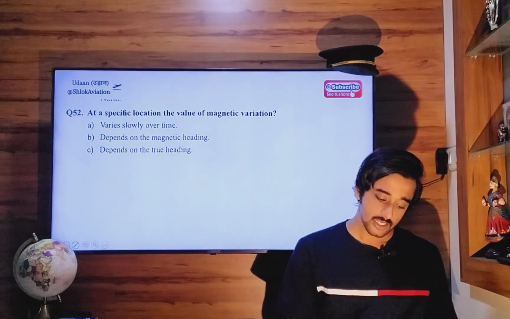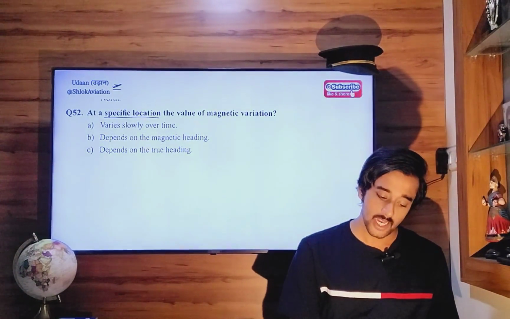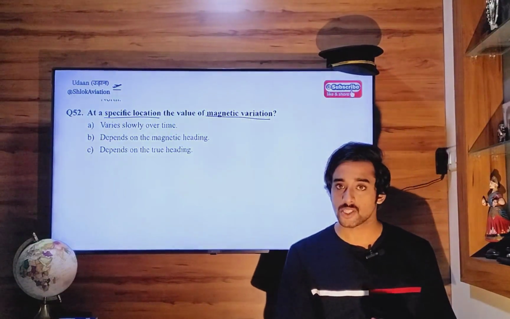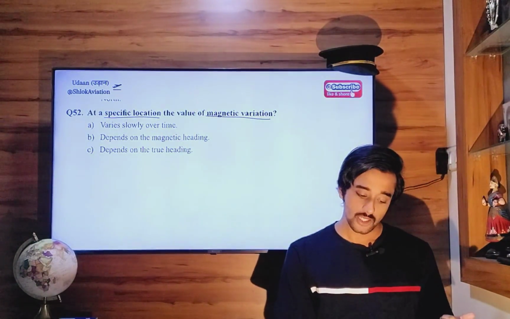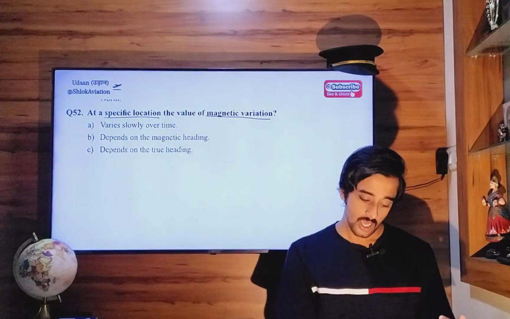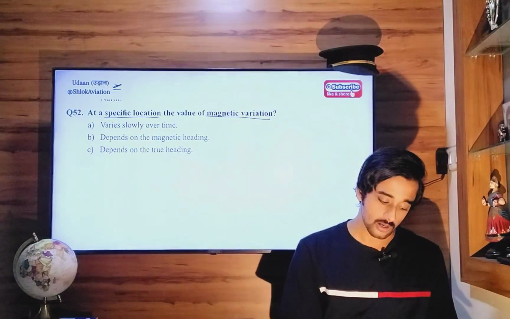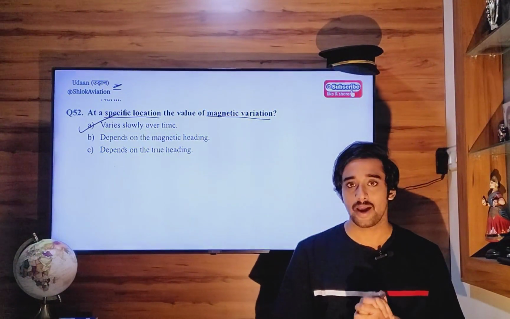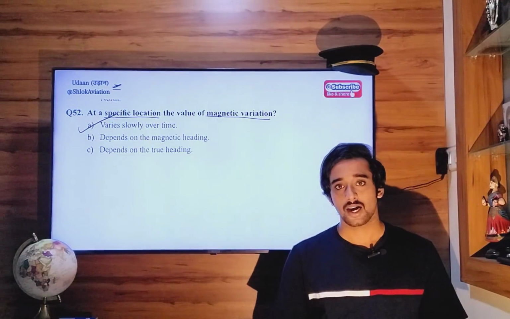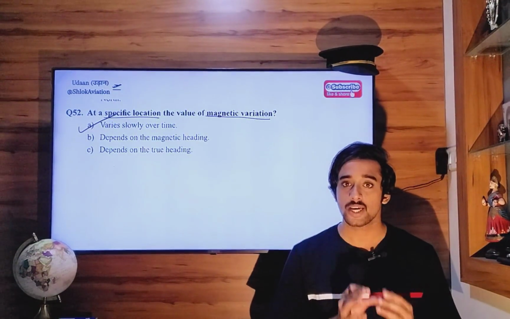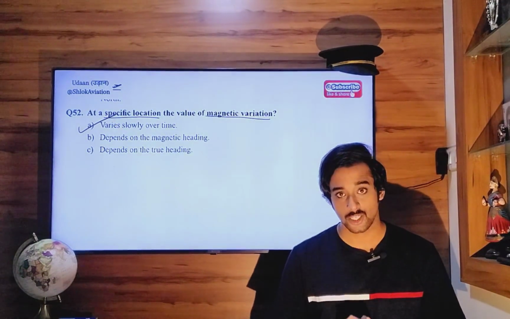Next, at a specific location, the value of magnetic variation varies slowly over time, depends on magnetic heading, depends on true heading. So wrong. The correct answer is option Alpha. Magnetic variation keeps changing with time, but that change is very slow and gradual.